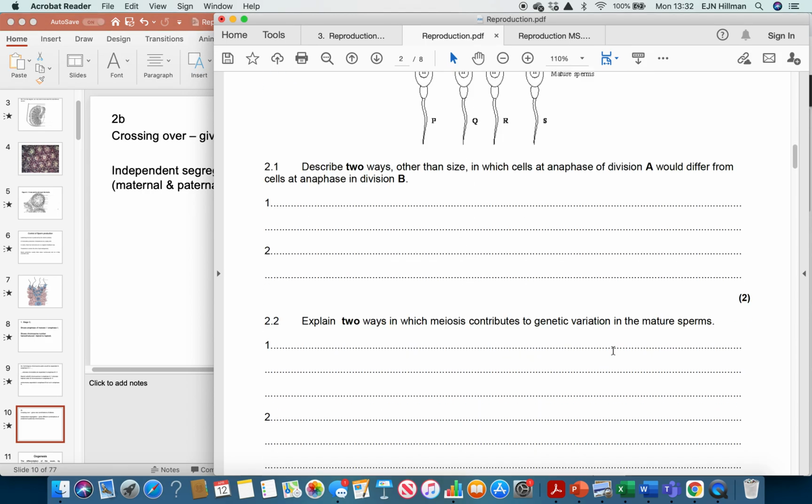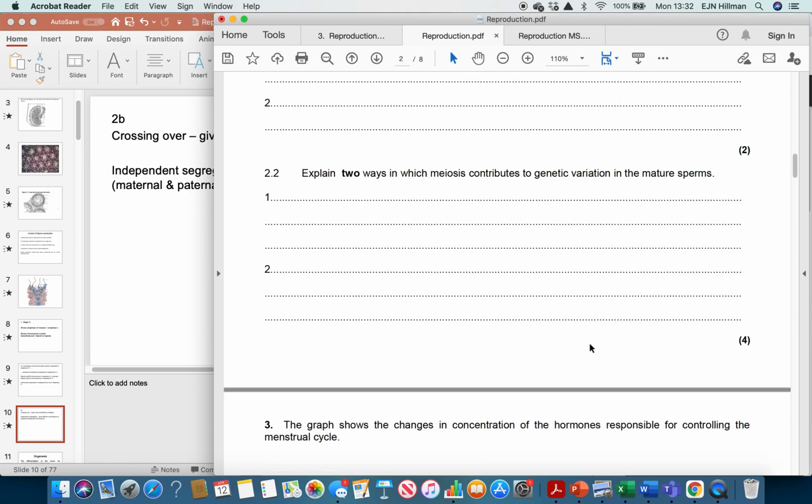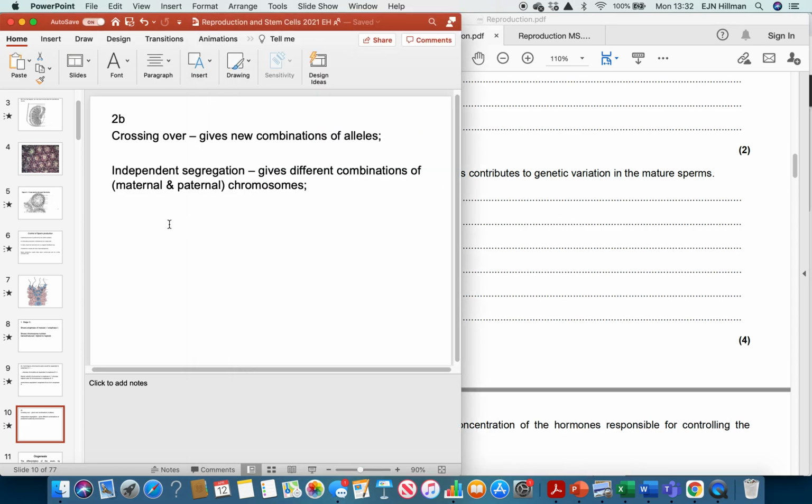Part 2b, let's look at the diagram there. Explain 2 ways in which meiosis contributes to genetic variation of the mature sperm. So this is a recall really for what we did with meiosis. Two ways: crossing over will mix and give new combinations of alleles. Independent segregation mixes and produces new combinations of maternal and paternal chromosomes.